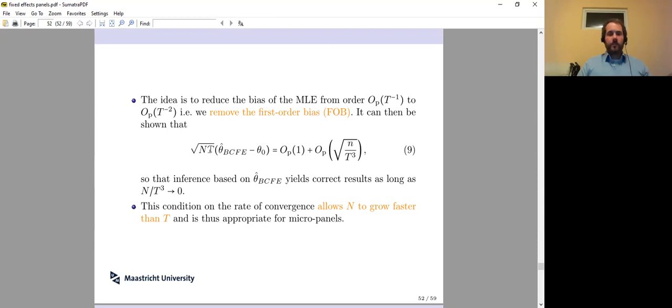And if you then look at the asymptotic distribution of these bias-corrected fixed effect estimators, then you see that this is the nice normal part, and this is the new remainder term. Remember, for the MLE, this was n over t, so that we require t to go to infinity faster than n. However, here, we can allow n, for instance, to grow at rate t squared, and this thing will still go to 0 if n and t go to infinity. So we can allow n to grow faster than t, and this is much nicer for our microeconomic panel data sets.